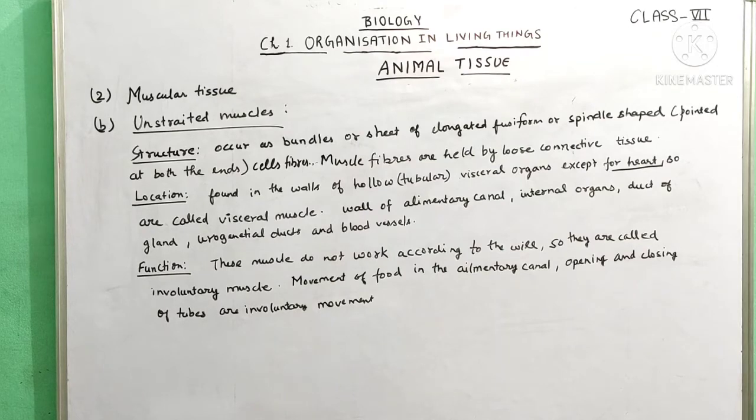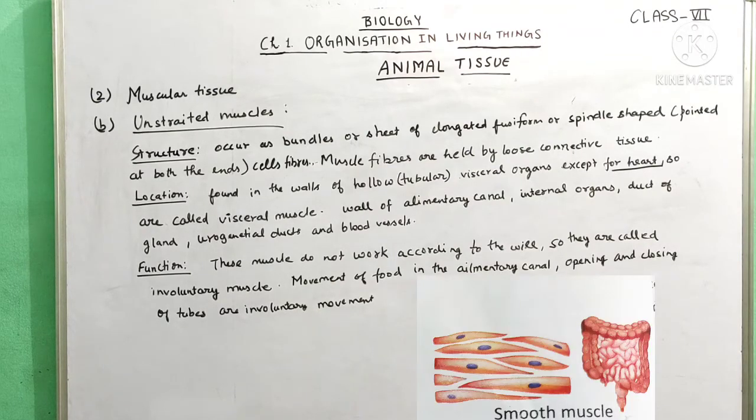The second type of muscle that comes under muscular tissue is unstriated muscle. Let's talk about the structure of the unstriated muscle. The cell fibers of the unstriated muscle occur as bundles or sheets of elongated, fusiform, spindle-shaped cells.